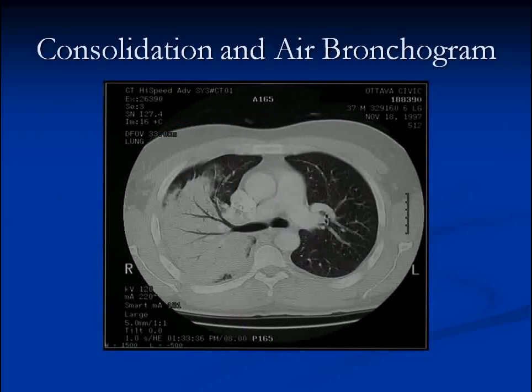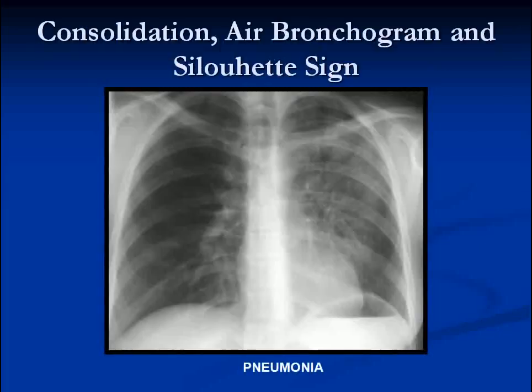One of the other changes we look for in consolidation with airspace disease is an air bronchogram. Now here I've shown a lobar pneumonia, and you can see the bronchus coming out into that pneumonia and branching. Those black branching lines are called an air bronchogram, and that is another characteristic of airspace consolidation.